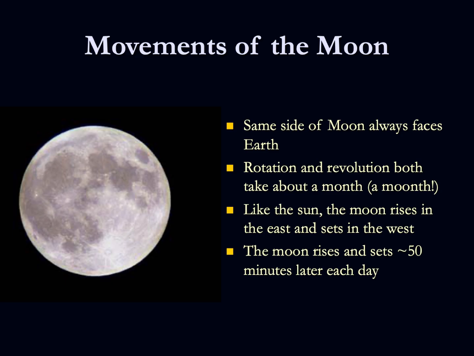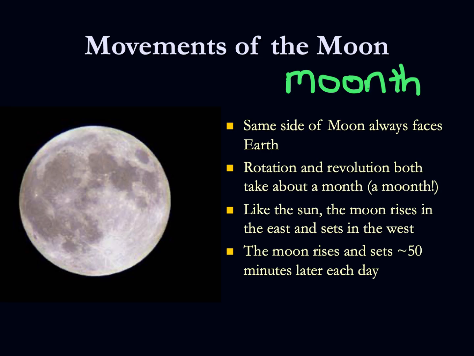Now, let's talk about the movement patterns of the moon. The moon rotates and revolves just like the Earth does. It takes the moon about a month to rotate on its axis and almost the exact same amount of time to revolve, which is why we never see the backside of the moon. In fact, the word month used to be spelled M-O-O-N-T-H, moonth. The whole cycle of the moon takes about a month.